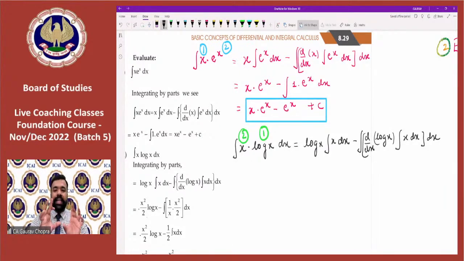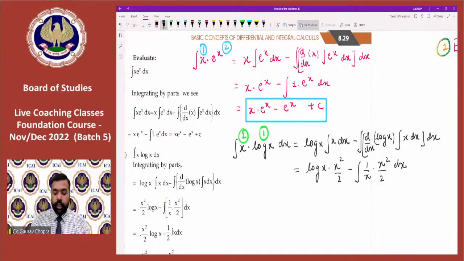Okay, first of all, arrange the values in the formula. After arrangement, we can solve. So log of x, then x. Now integration of x becomes x square upon 2 minus derivative of log x. Log x is 1 by x. Integration of x, x square upon 2. So here we can see that x can get cancelled.